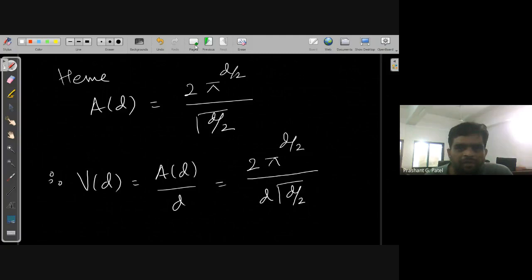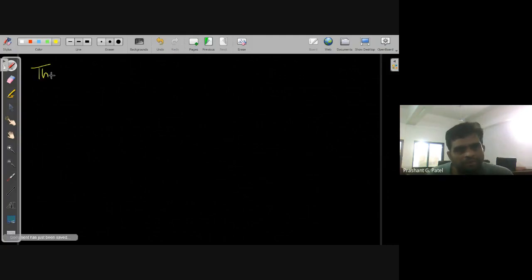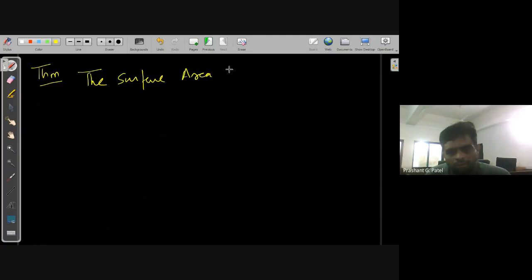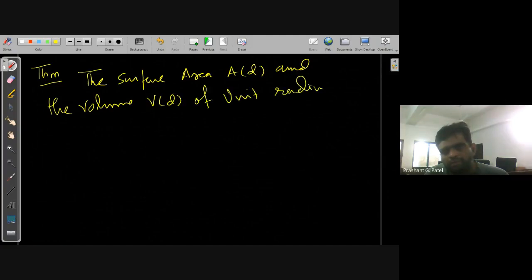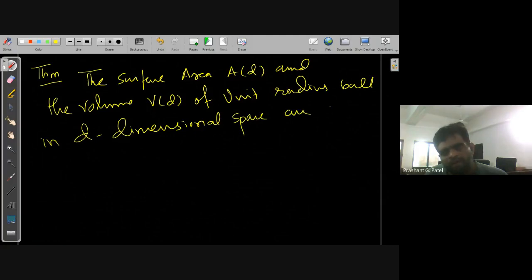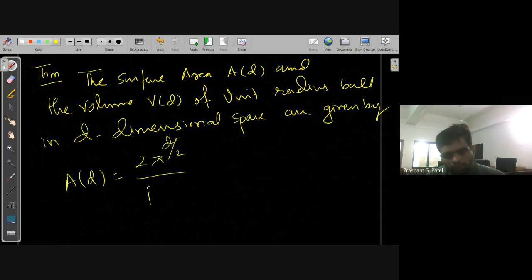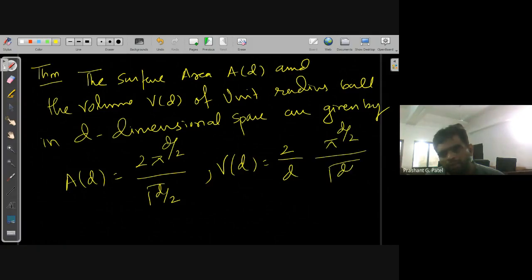So the statement we can write is this: the surface area A_D and the volume V_D of a unit radius ball in d-dimensional space are given by A_D equal to 2 pi raised to D by 2 upon gamma D by 2, and V_D equal to 2 by D, pi raised to D by 2 upon gamma D by 2.